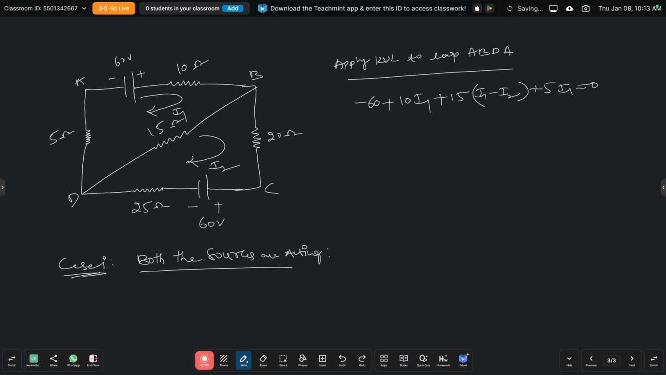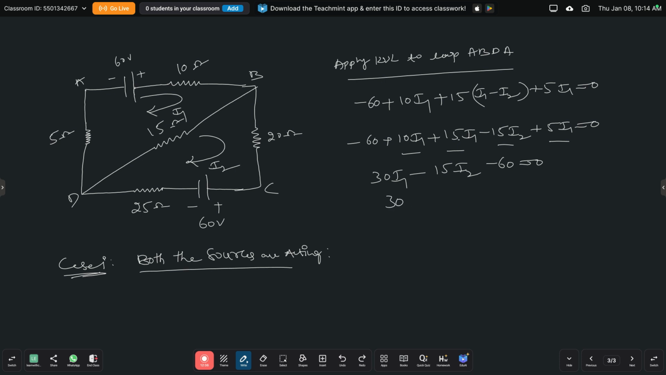By simplifying we get this equation as minus 60 plus 10I1 plus 15I1 minus 15I2 plus 5I1 equals 0. So how many coefficients of I1? 10I1 plus 15I1, 25I1, plus 5I1, 30I1. So 10 plus 15, 25 plus 5, 30. Next minus 15 I2, and the constant is minus 60 equals 0. Therefore 30 I1 minus 15 I2 equals 60. That is equation 1.